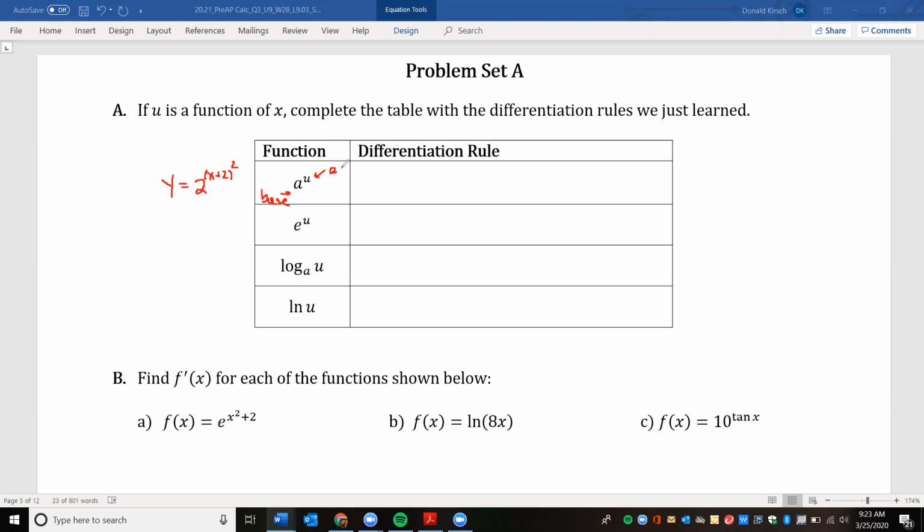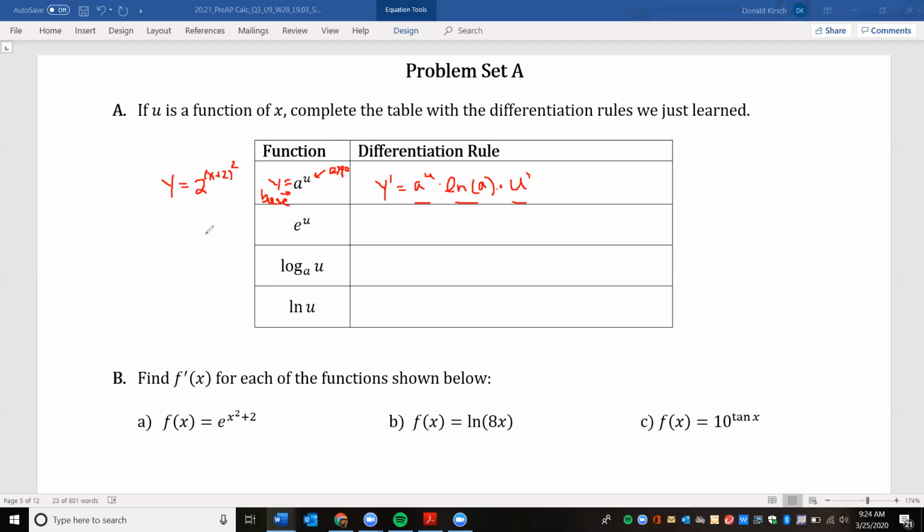Okay, so for a function that is y equals a to the u power, the differentiation rule, y prime, is going to be just a to the u power, the same exact thing, so it's going to stay the same. Then you multiply times the natural log of just the a value, just the base, and then you multiply that times the u prime value, so the derivative of u. So you're just going to copy down a to the u power to start, then just take ln of a and then u prime.